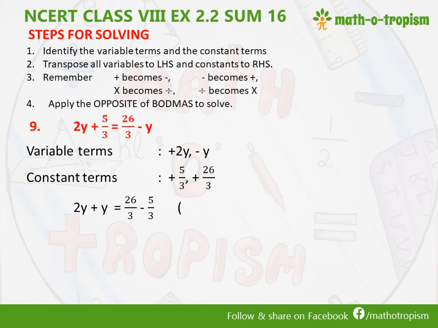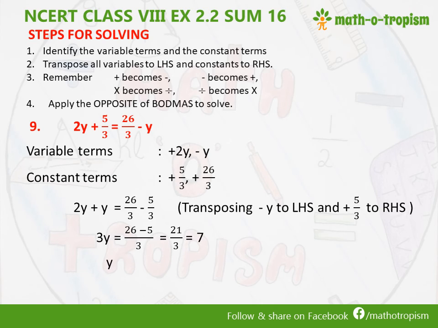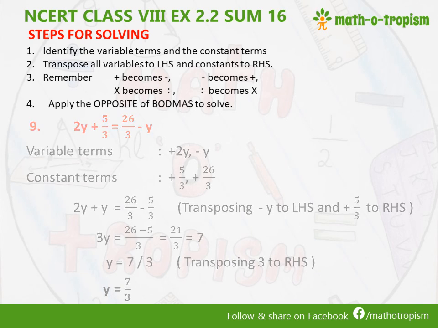So next we need to add 2y and y. So it becomes 3y = (26 - 5)/3, because 26 and 5 both have the denominator of 3, so it is common. As a result it becomes 21/3, which is equal to 7. Next we need to transpose the 3 to the right hand side. So y = 7/3. Therefore we have y = 7/3.